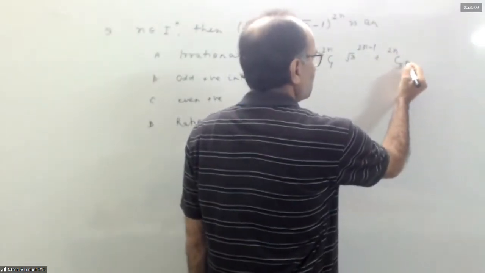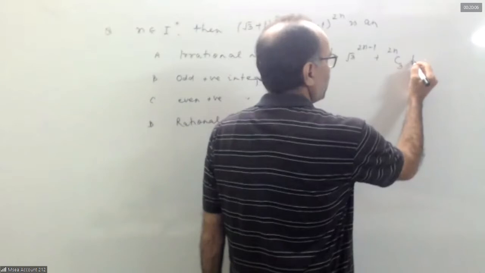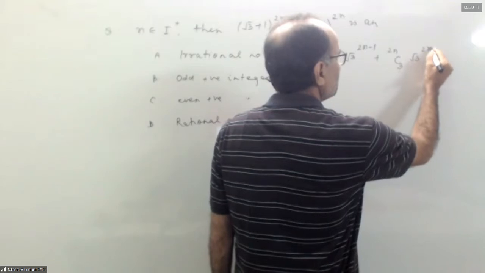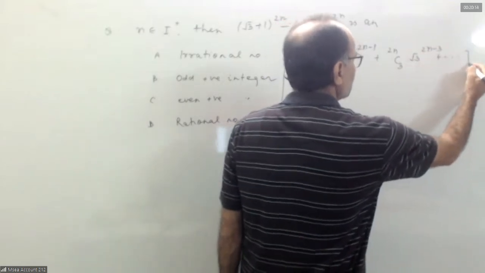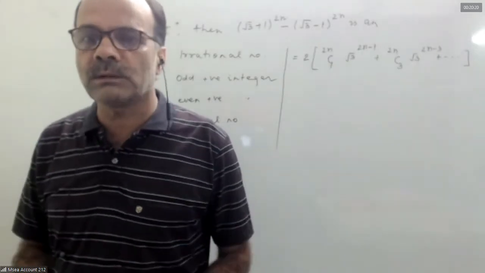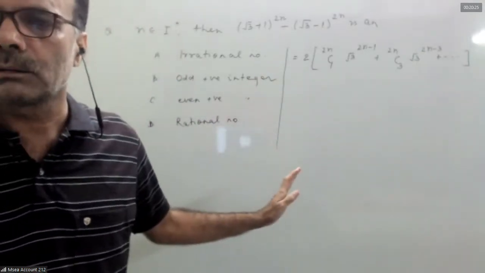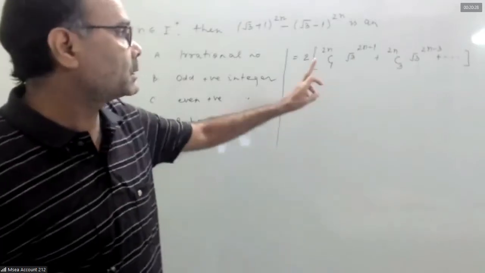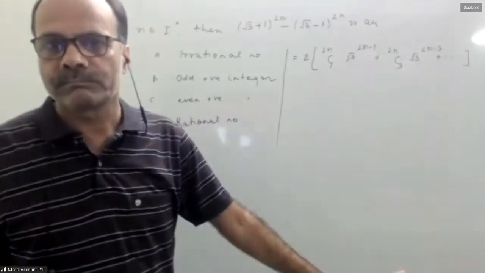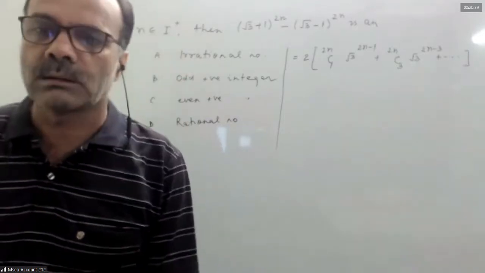2 and C 3. First term, third term, all will get cancelled. Root 3 to the power 2n minus 3. Soon, in all the terms that are left over, the exponent of root 3 will be an odd integer. Therefore, all the terms are irrational terms. All irrational terms will be added, so the resultant will be an irrational number. Correct.